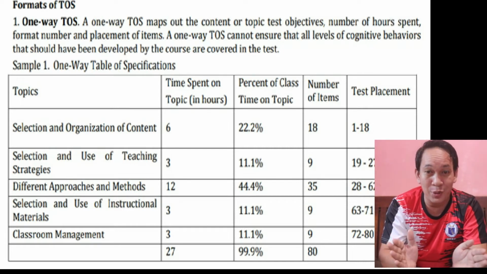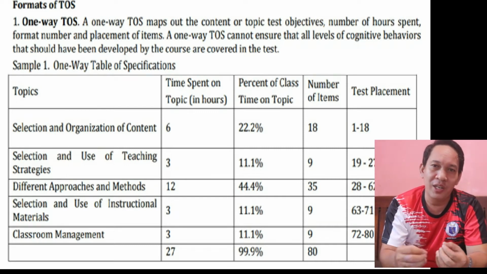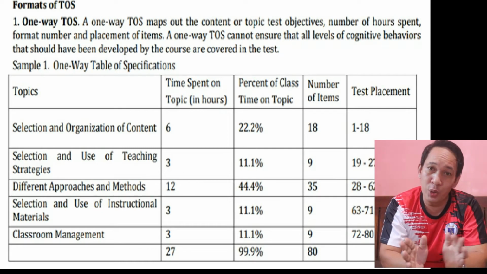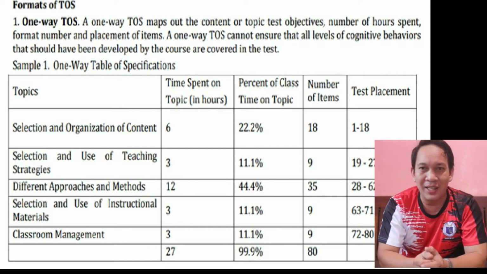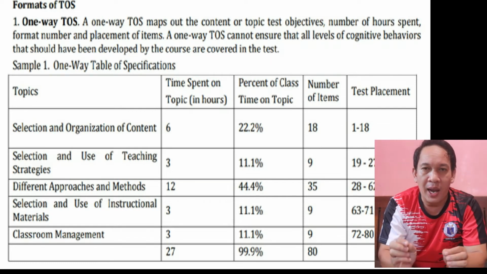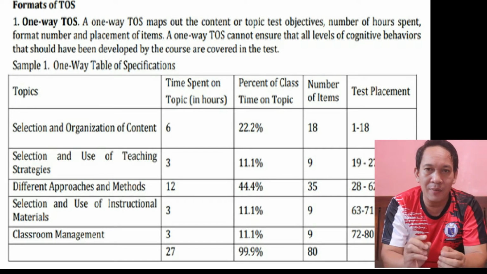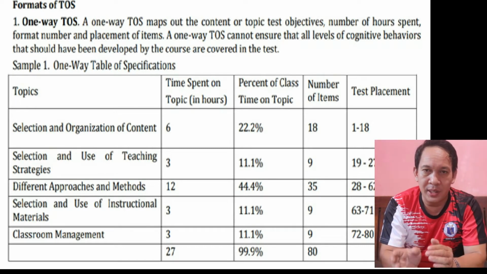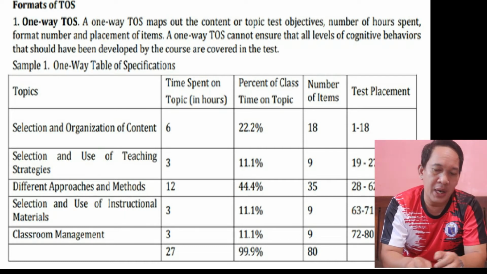But we don't have 17 and a half questions that you will make. So you round it off to the nearest whole number. So since it is 0.6, it becomes 18, from 17.6. So it becomes 18. Then for test percent, the same process. 80 times 11.1%, or 80 times 0.1111, then it will result to 9.